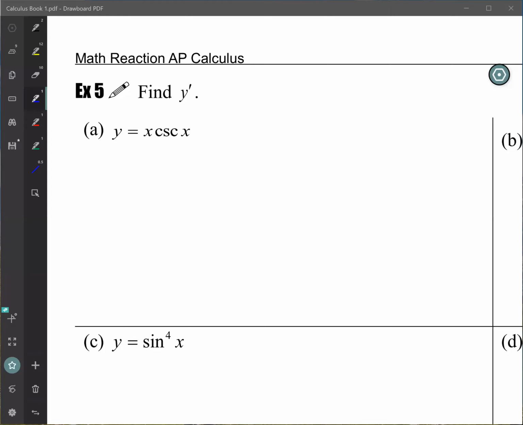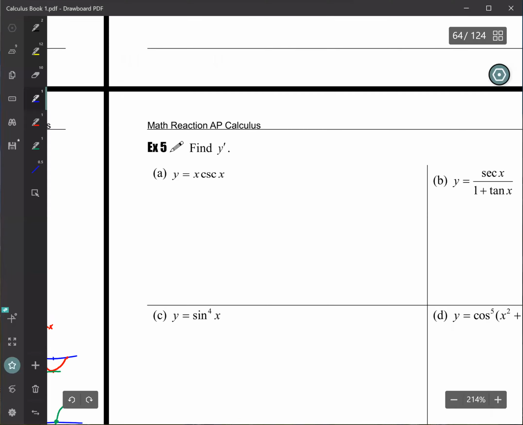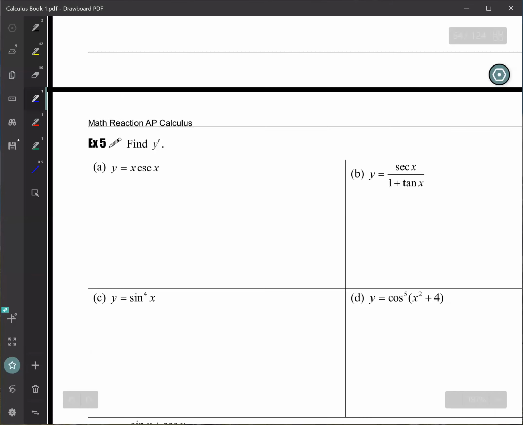So just make sure you look at the last pair. Okay. Yeah. You keep saying the cosecant squared.